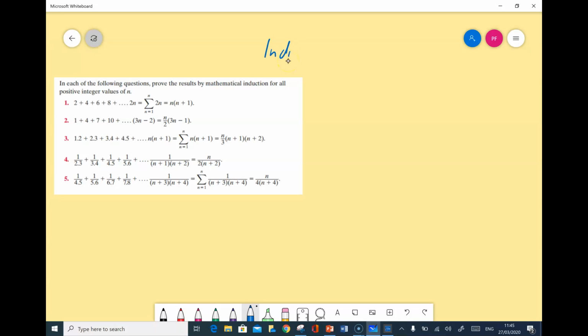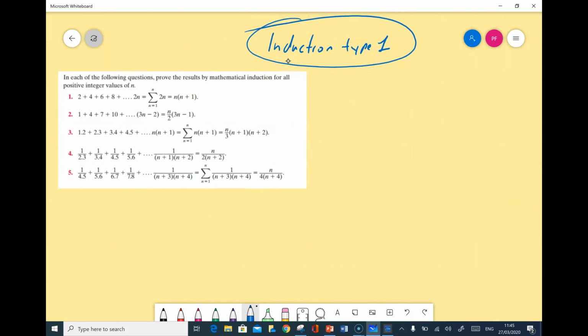Okay, this is induction type 1. I'm only going to do from the assumed and to prove onwards. So you do need to do the first step yourselves and all proofs. You can't leave out the steps. So prove it for n equals 1 first. So I'm looking at the first question 1.